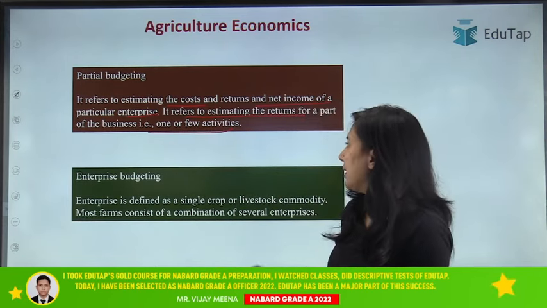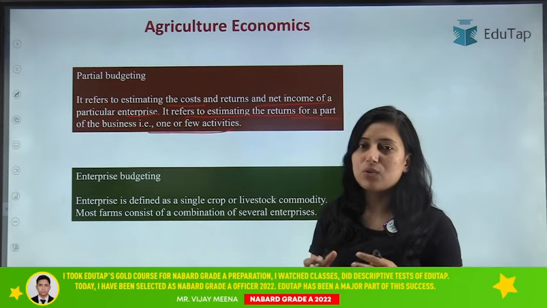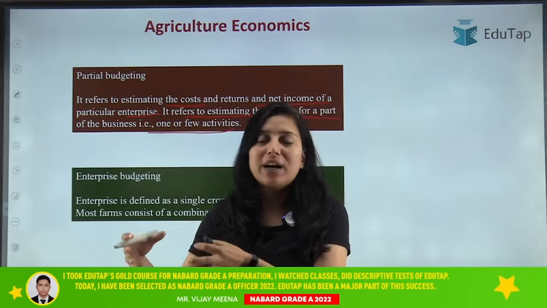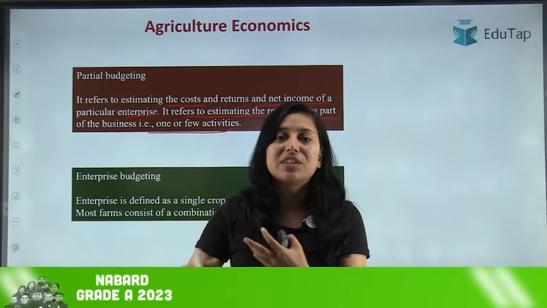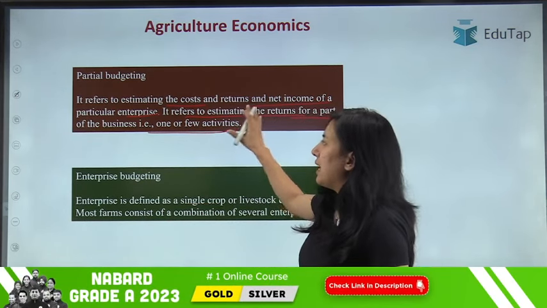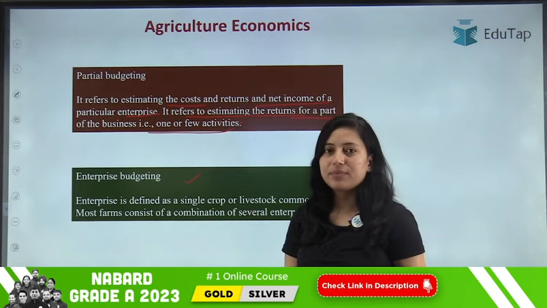Clear? So in simple terms, it is estimating the return from a part of a business. Okay, we are not estimating the return of the entire business, just of a part of the business where we have changed 1 or 2 activities. Clear? So that is your partial budgeting. Now moving on to enterprise budgeting.